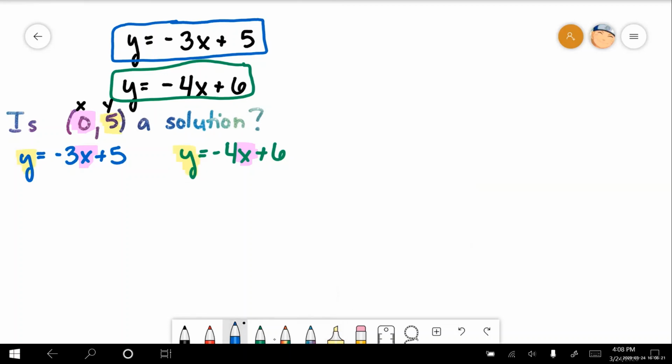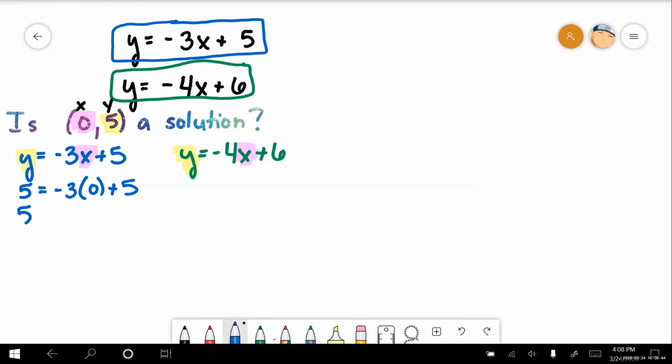And so now I can carefully write these in. So 5, let's start with this blue equation over here on the left. 5 equals negative 3 times 0. I use parentheses to show I'm multiplying. I substituted x and y, and I just want to see, is this equation going to be true? So I'm going to carefully do some math here.